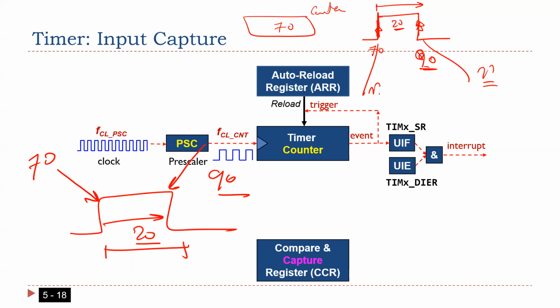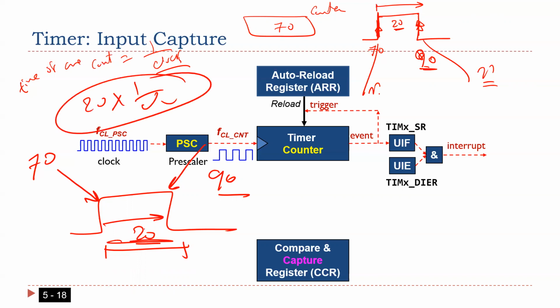If you know how many counts you have, can you convert it to time? Very easy, very trivial, because I know the time of one count equals 1 over the clock. I already know what the clock is, right? So if I know how many counts the timer counted from here to here, I can convert it to time. Every count equals 1 over clock, so I can take 20 times 1 over the clock. This should give you the time from here to here. You got it? So here, you get the time in number of counts.